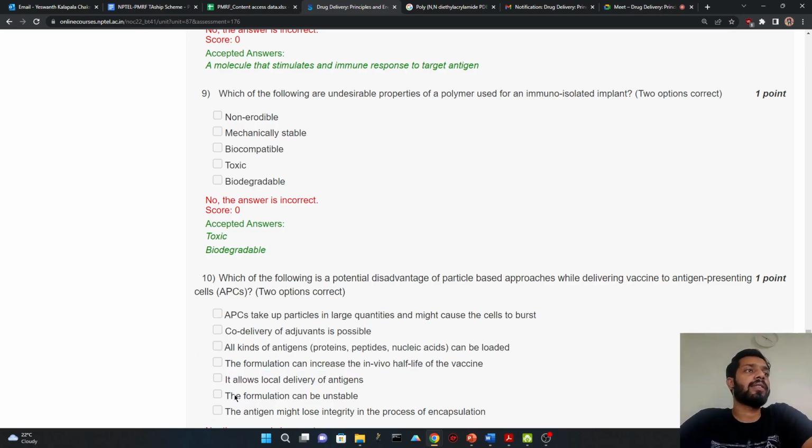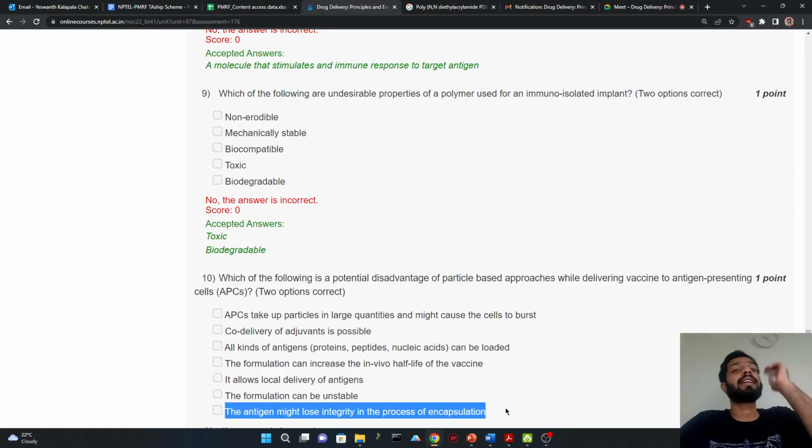Not a disadvantage. The formulation can be unstable. Is that true? It's true, right? Your particle can start degrading. Your genetic material can start degrading. If you're using proteins, they can start denaturing. All those things can happen. The antigen might lose integrity in the process of encapsulation. So that's also true, right?